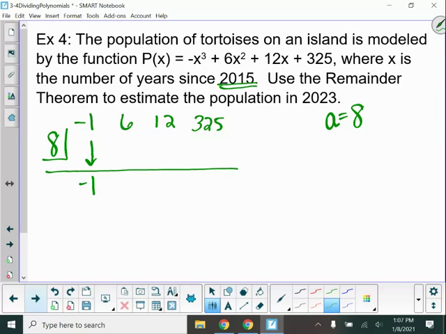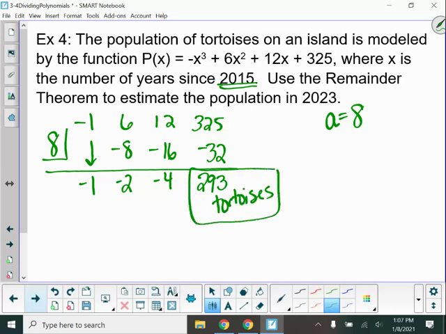Bring down the -1, multiply by the 8, add down. Multiply by the 8, add down. Multiply by the 8, and add down, and we end up with 293 tortoises. So there's 293 tortoises estimated in 2023 using the population equation that they gave.